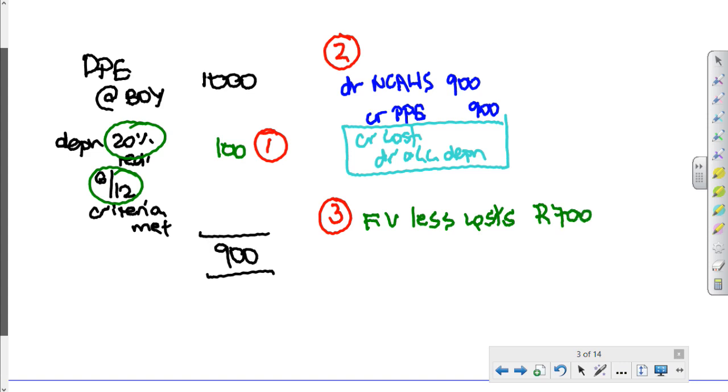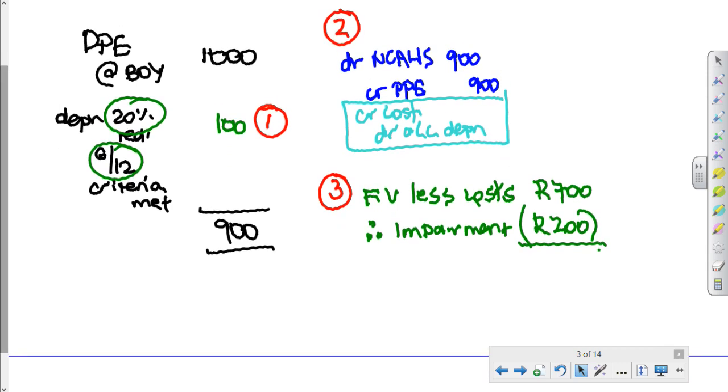So now what I need to do is therefore do an impairment of 200. Because remember, I brought in 900. My fair value less costs is 700. I will have an impairment of 200 to get me to the 700. Yeah? Step 3. Then let's assume year end comes around.